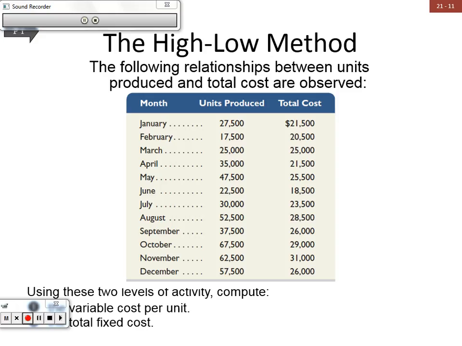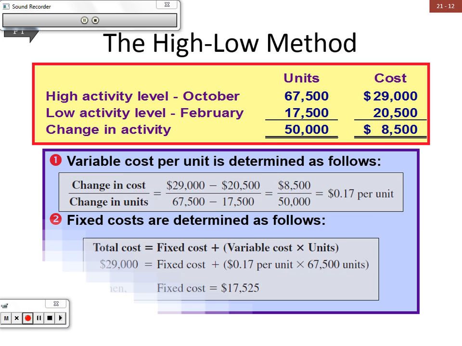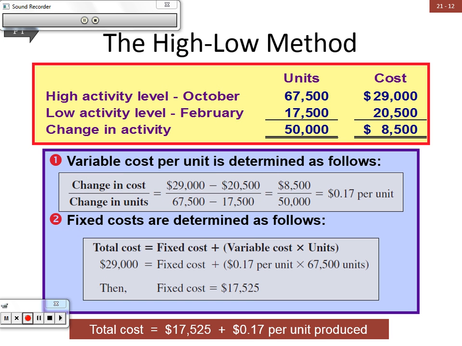High-low method, that's generally where you look at the highest of units, lowest of units, highest of cost, lowest of cost, and find out the difference between the two. So they're giving you an example here. High level for October, the amount of units, low level for February. They're giving you the units there and showing you the change between the two, basically subtracting low from high. Cost, they're doing the same exact thing.